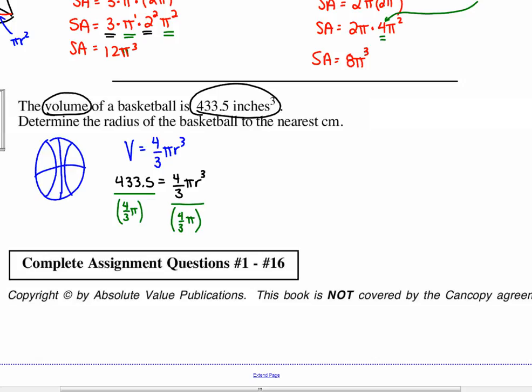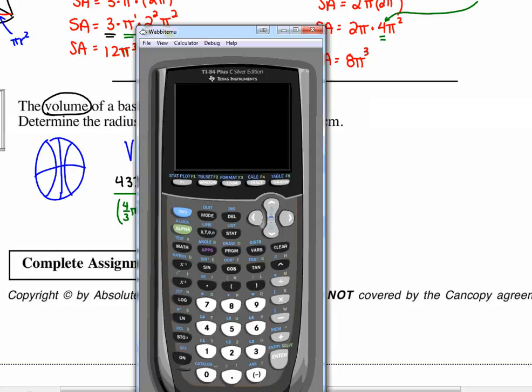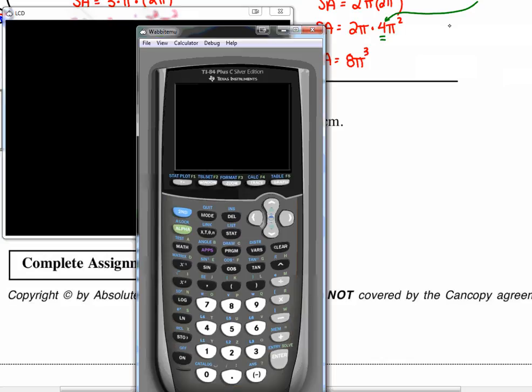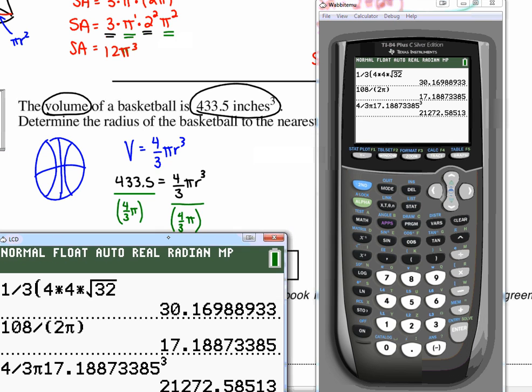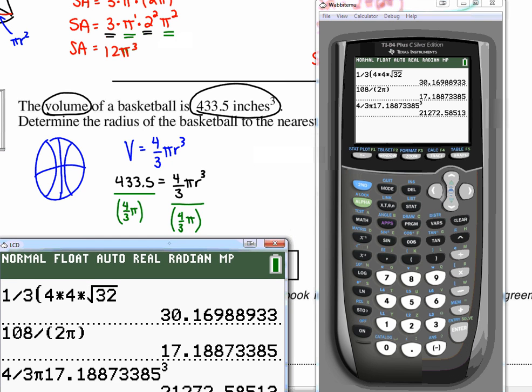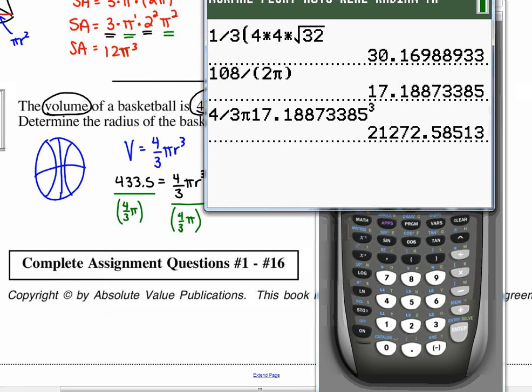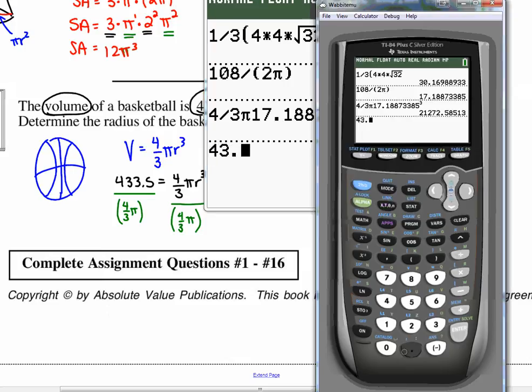So in your calculators, my thing is this goes to sleep. Gotta figure out the settings so it doesn't go to sleep. Okay, so what are we doing? 433.5. Nope, I missed a 3. Divided by bracket 4 divided by 3 and pi bracket. So 4/3 pi. As long as you have brackets, you get 103.49.